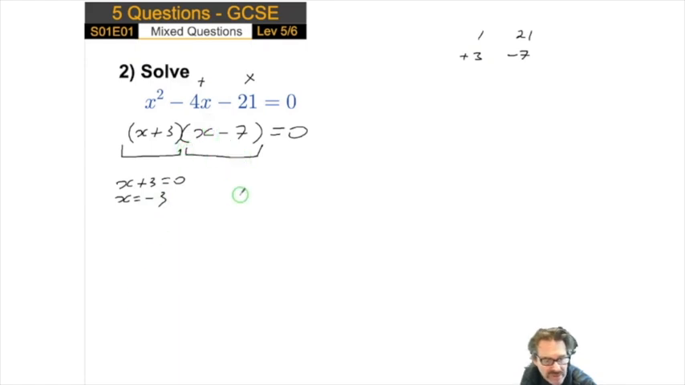Or this is 0. So x minus 7 equals 0. So x equals 7. Because anything times 0 is 0. So if this times this is 0, then either this must be 0 or this must be 0. So x is minus 3 or x is 7, and that is my answer. So x equals minus 3 or x equals 7. That's that one done.